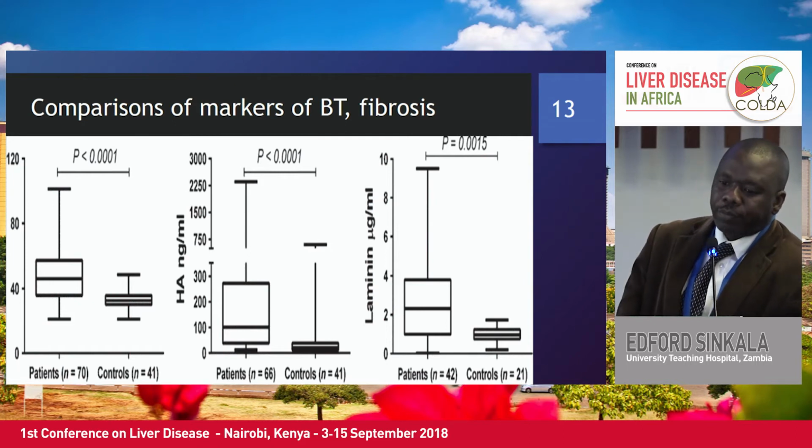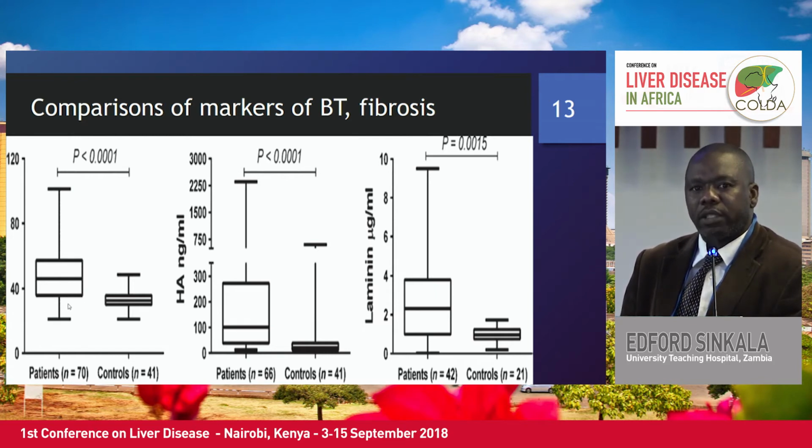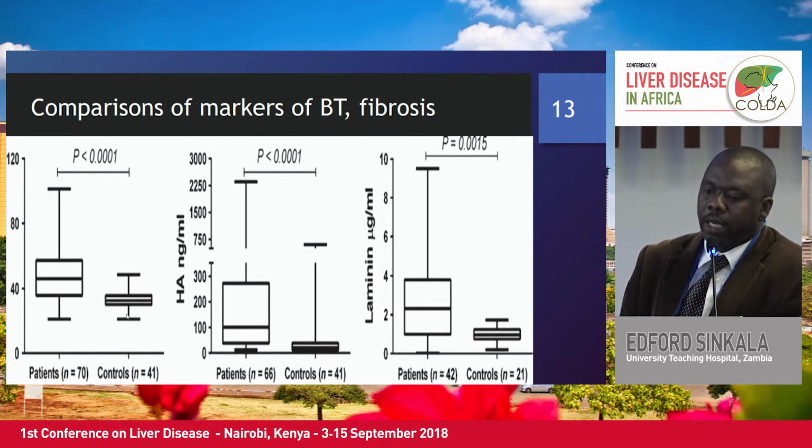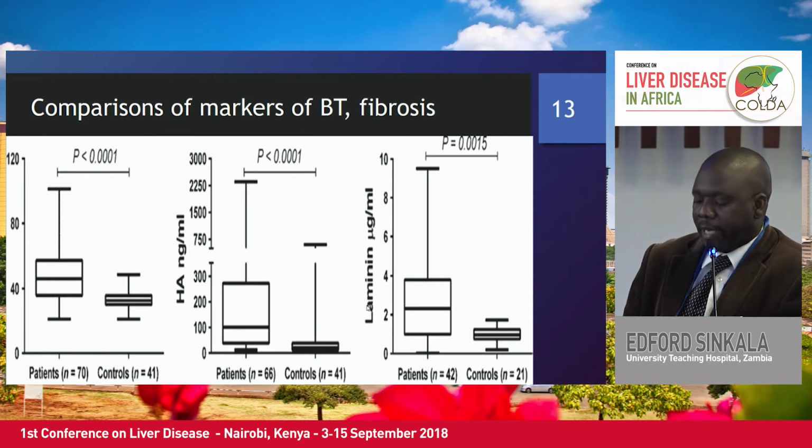So these are some of the markers that we saw. The first one here is lipopolysaccharide binding protein. We see here that in patients it was much elevated as compared to controls. And by the way, lipopolysaccharide binding protein is a surrogate marker for bacterial translocation. Hyaluronic acid, which is a fibrotic marker, was as well increased in cases as compared to controls, and so was laminin. Laminin is a fibrotic marker as well.